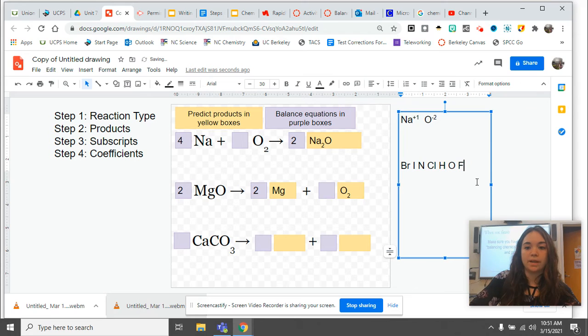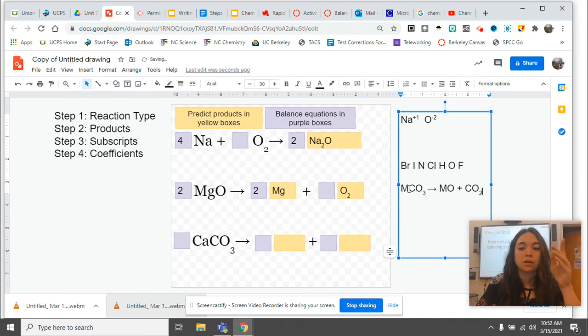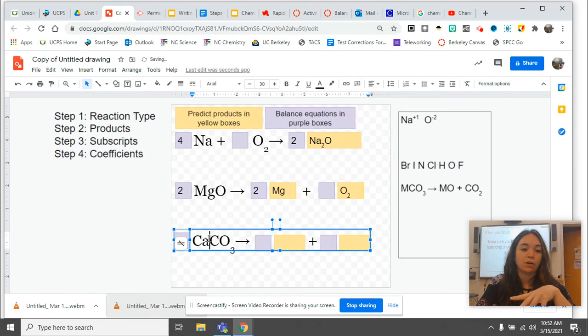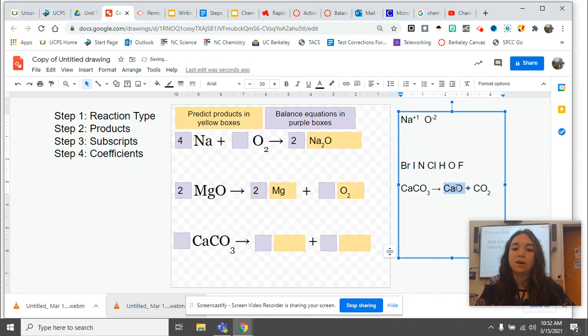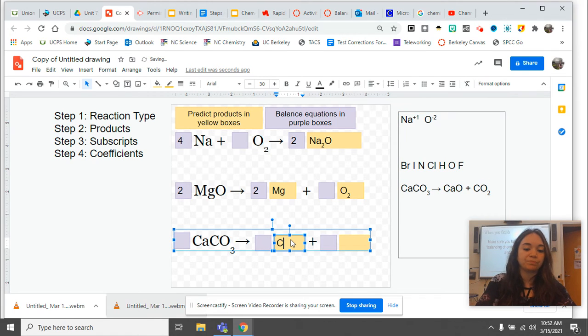So if we look at the carbonates option, we have MCO3. This is exactly what it says in your reference packet. Breaks down into MO plus CO2. So remember that M just stands for metal. So we're going to replace that M with whatever metal we have in our compound. In this one, it's calcium. So the M is going to be replaced with calcium. So I can replace that M with Ca. And that's going to show me what my products are going to be. It's going to be CaO plus CO2.